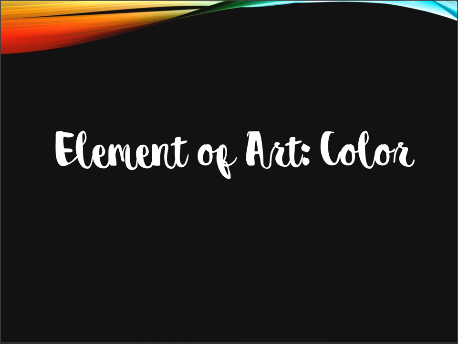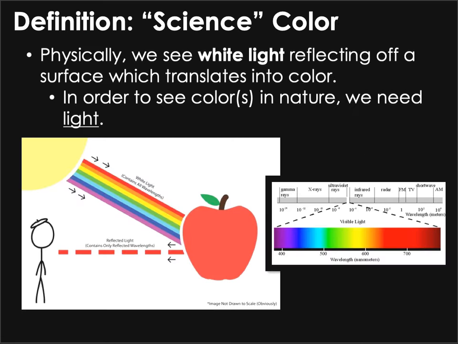The element of art, color. So let's define color. It's kind of a difficult concept, so I break this down into 2 definitions. The first being what I call scientific color. Physically, we see white light reflecting off of a surface, and that translates into colors. In order to see colors in nature, we need light.